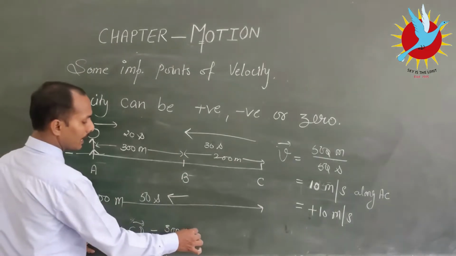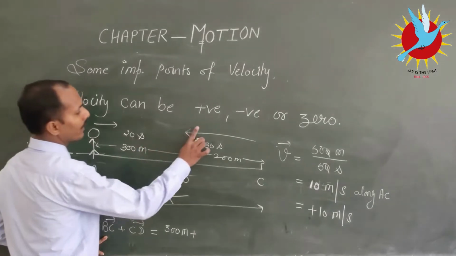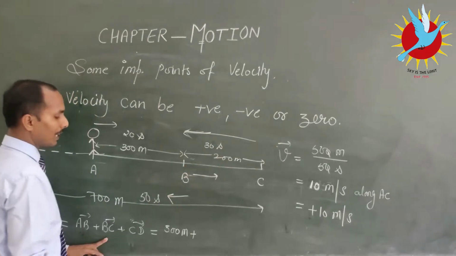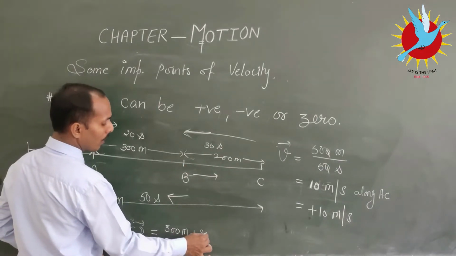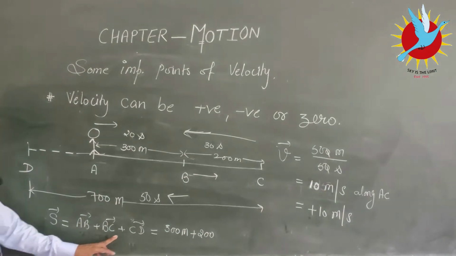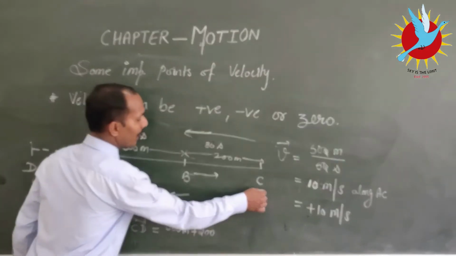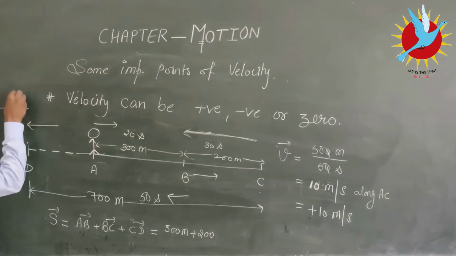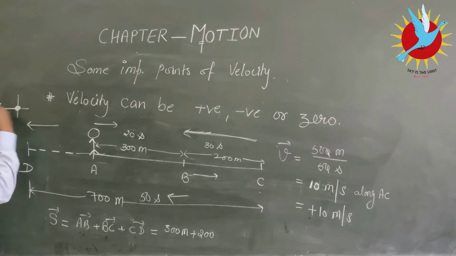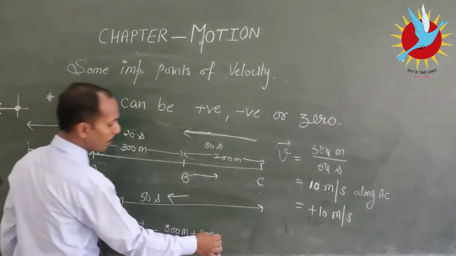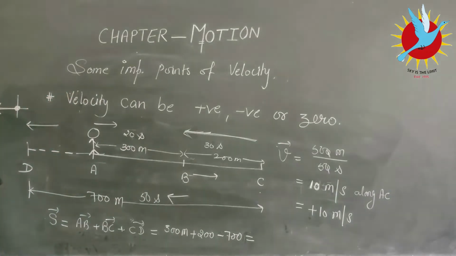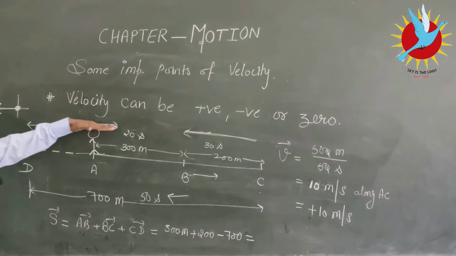Now take the plus sign. BC, from B to C, is also moving in the same direction, so you can also take it positive along the positive x-axis, so take positive 200. But when it moves from C to D, it moves in the negative x-axis direction. Suppose this is O, and you are moving in this direction, then you are moving along the negative x-axis, so take minus 700 here.